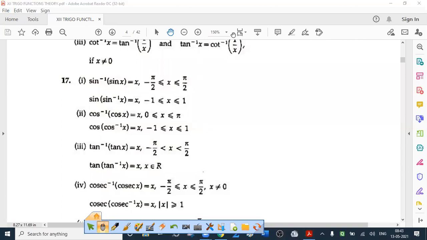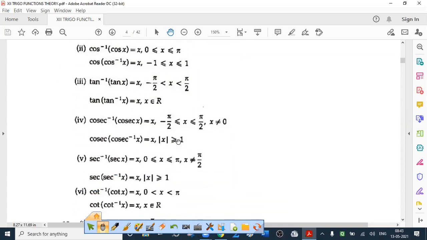Take x equal to 1 by root 2. So what is sine inverse 1 by root 2? Pi by 4. And what is sine pi by 4? 1 by root 2. Is that clear? So result number 17 is verified.